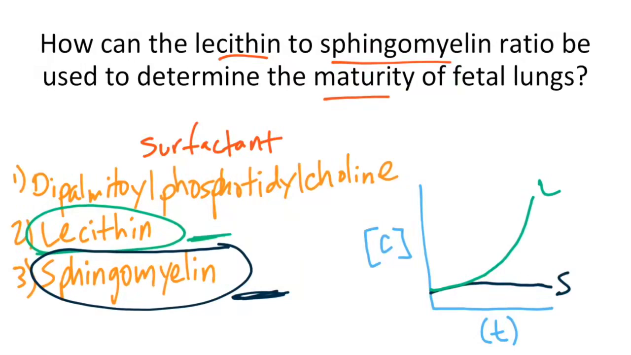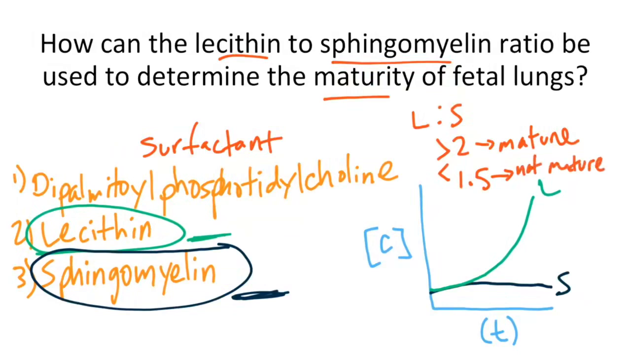For Step 1, it's important to remember that a lecithin to sphingomyelin ratio of 2 indicates healthy, mature lungs. So a lecithin to sphingomyelin ratio of 2 or greater indicates mature lungs, and a ratio less than 1.5 is predictive of the baby developing neonatal respiratory distress syndrome because the lungs are not mature. We'll talk about the importance of surfactant in more detail throughout this chapter.